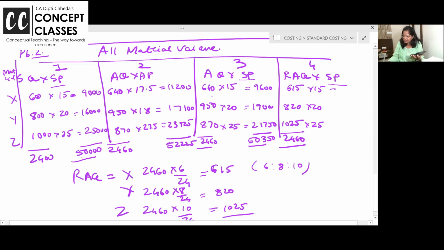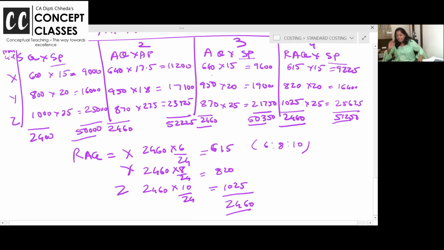615 into 15, 9225. 820 into 20, 16400. 25,625 plus 16400 plus 9225 is 51,250. Table banane mein koi doubt hai to pucho. Anyone needs time in copying? Take down.